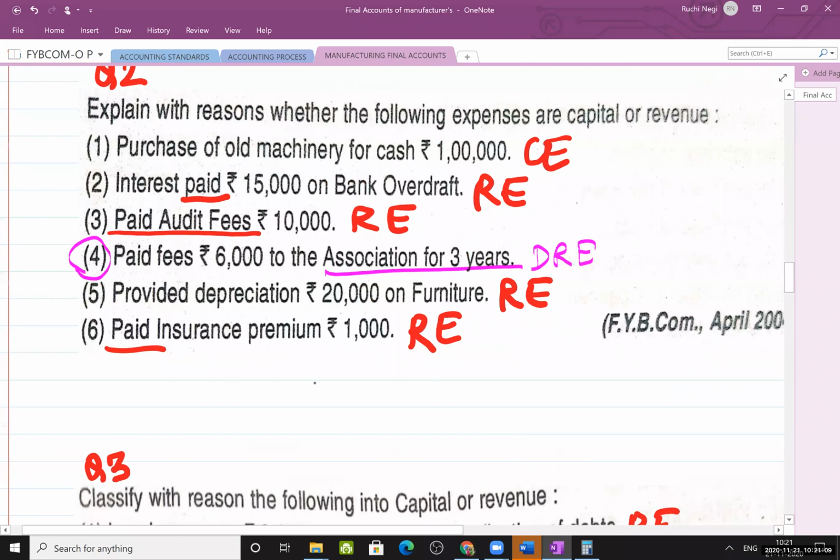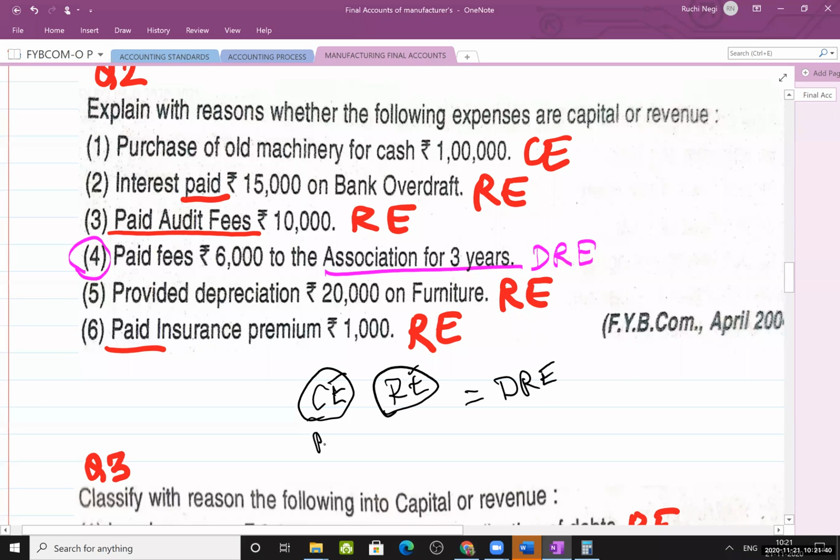Now, what did I tell you? Expenditure is divided into two: capital expenditure and revenue expenditure. So when a transaction has features of capital as well as revenue expenditure, that is known as deferred revenue expenditure. I repeat, when a transaction has features of both capital expenditure and revenue expenditure, then it is termed as deferred revenue expenditure.